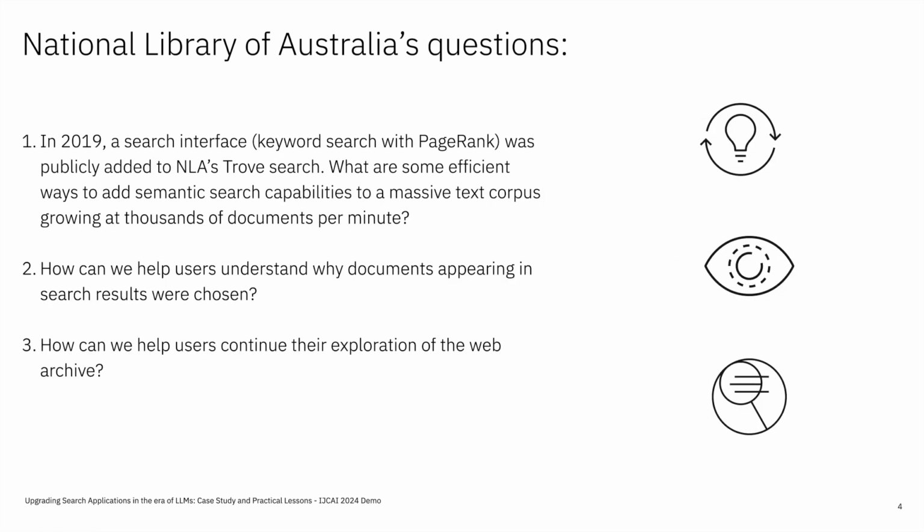So the National Library's questions were, what are some efficient ways to add semantic search capabilities to such a massive text corpus growing so quickly? How can we help users understand why documents appearing in search results were chosen? And finally, how can we help users continue their exploration of the Web Archive?